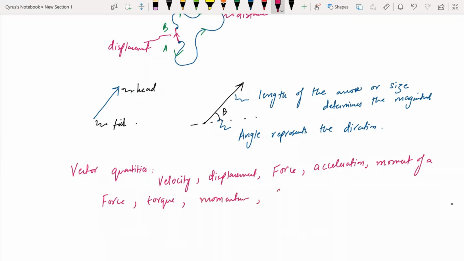We have the electric field strength. This is something that you'll study in A2. Magnetic flux density, again, you'll study that in A2. And we have gravitational field strength. That is also a vector quantity.